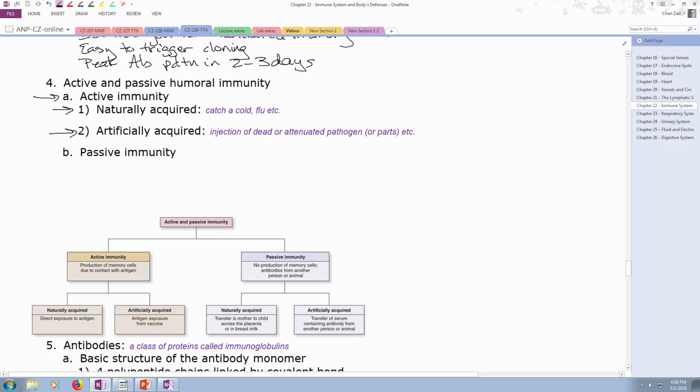Artificially acquired active immunity is indeed injection of dead or attenuated pathogen or parts, which we all know is called a vaccine, also called an immunization.